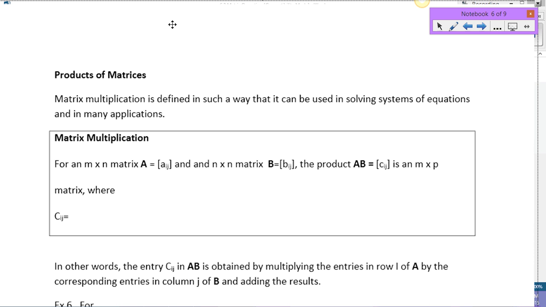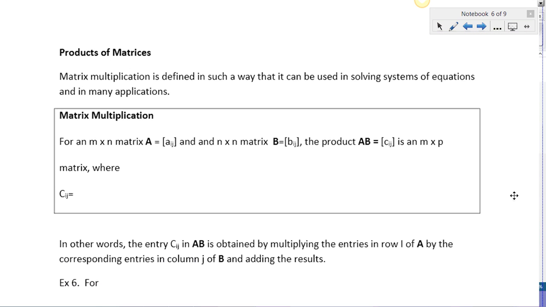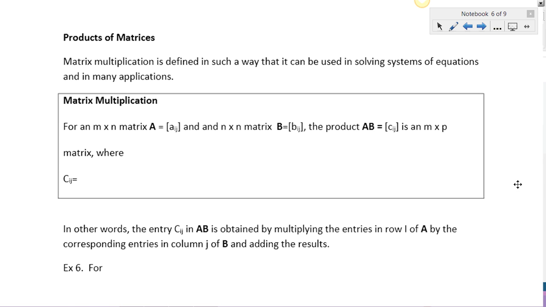So today in class, what we're going to be talking about is finding the product of matrices. Matrix multiplication is defined in such a way that it can be used in solving systems of equations and in a lot of different applications. So matrix multiplication, the definition being for when an m times n matrix A and an n times p matrix B, the product of A and B is an m times p matrix.